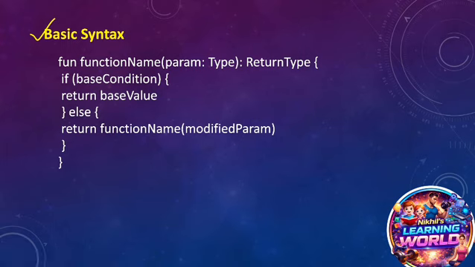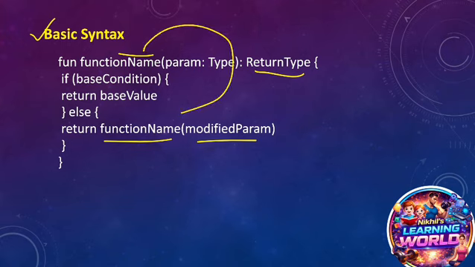The next part is the basic syntax. So you can see here the function name, whatever the parameters, data types, return types, the if condition and condition-based value, and return as a function name with modified parameter. What happens here in the else part is that recursion is happening because the function is calling itself. So if the condition in the base case is executed, it returns the base value; in the else part the function calls itself until the if condition is met. Hope you understand this.